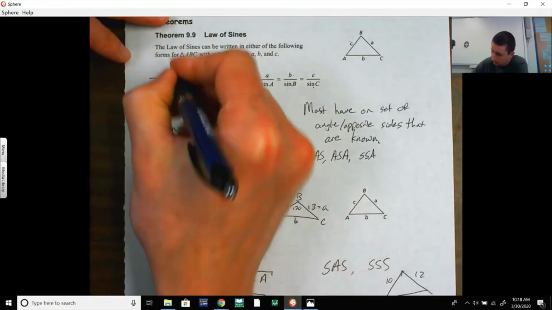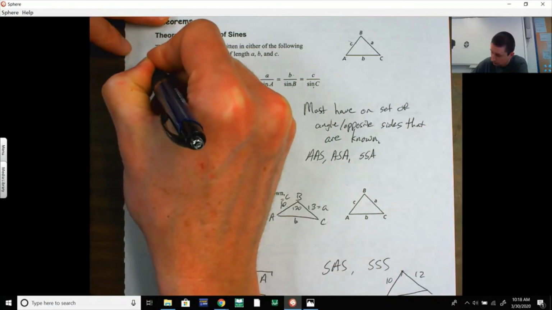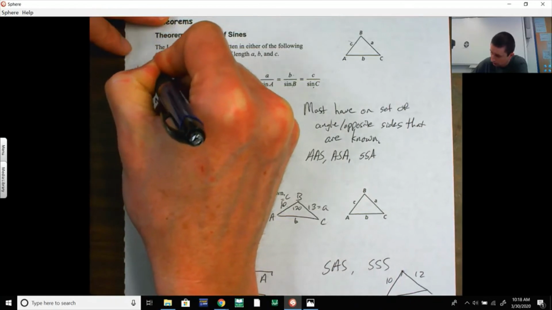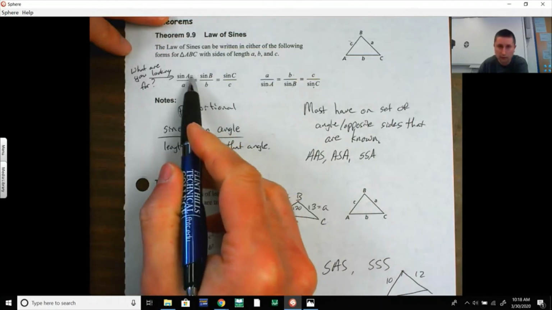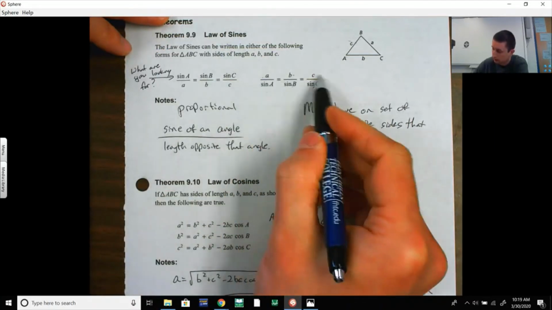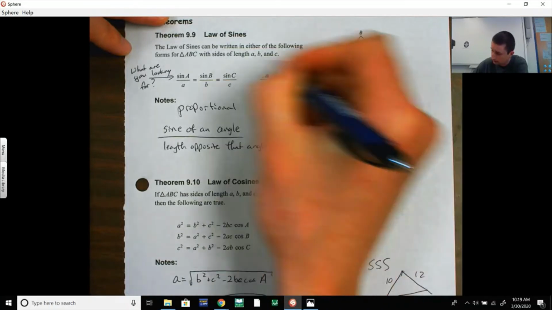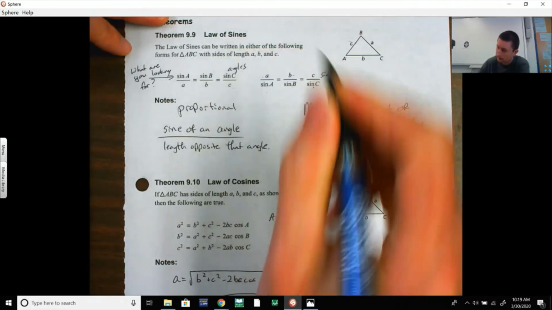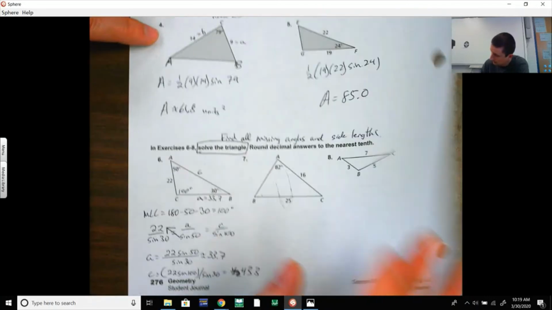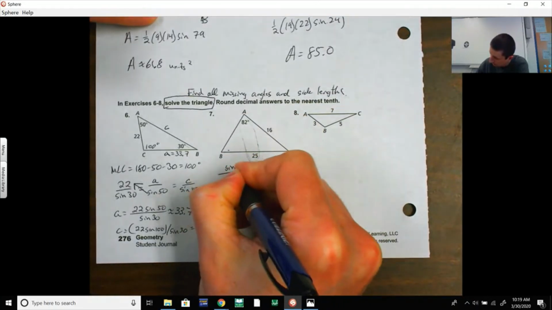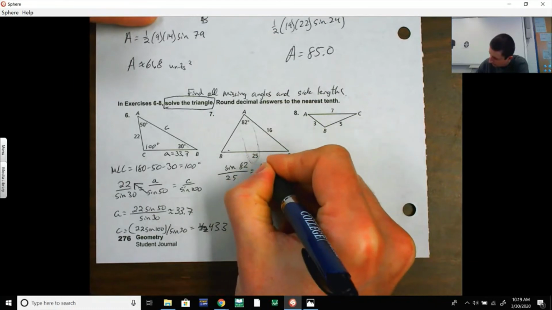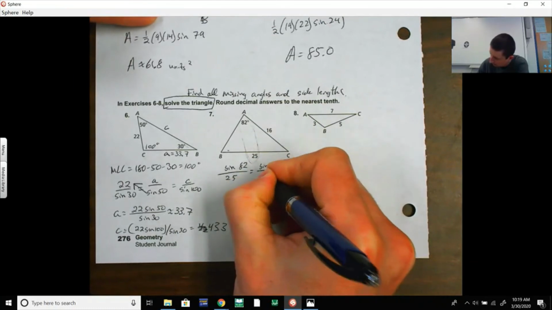So on top is whatever you're looking for. So we're looking for an angle, the angles will go on top. Looking for a side, the sides will go on top. So these are the sides, these are the angles, because they're capitalized and lowercase. So I'm going to have the sine of 82 over 25 equals the sine of B over 16.